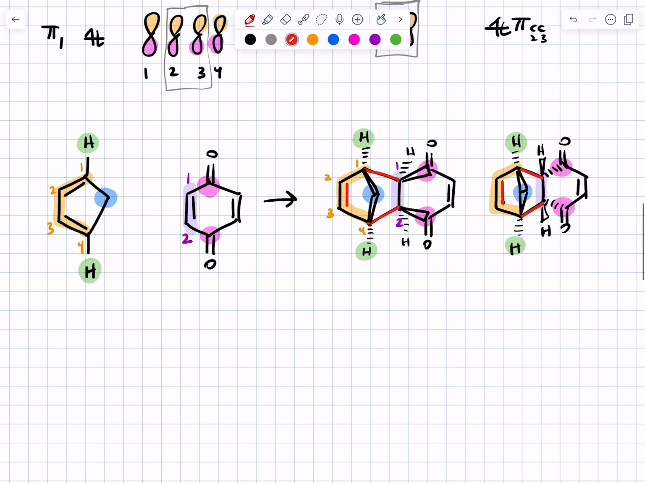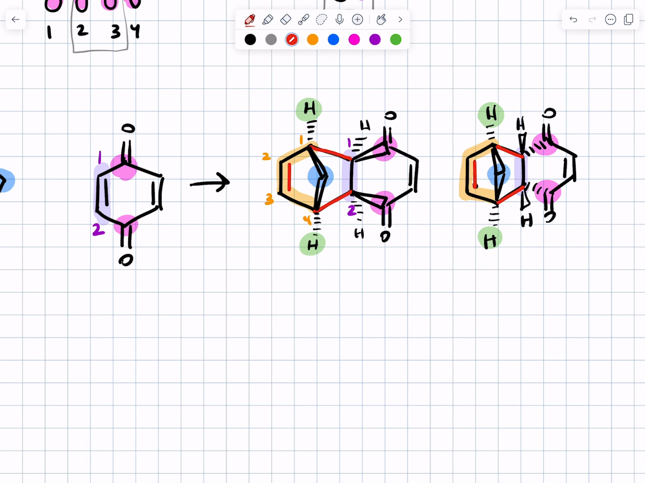Right. So importantly, notice these two possibilities. Pink and blue are on the same side of the ring versus pink and blue on opposite sides of the ring. We're going to call this one exo and this one endo, but the relationship between those two is that they are diastereomers. It's always true.